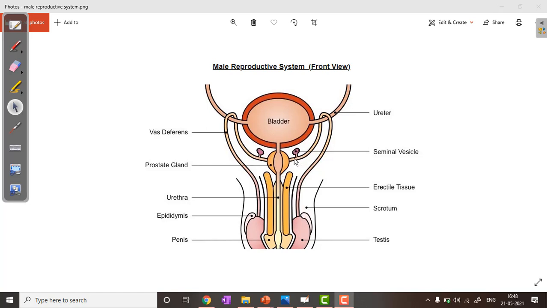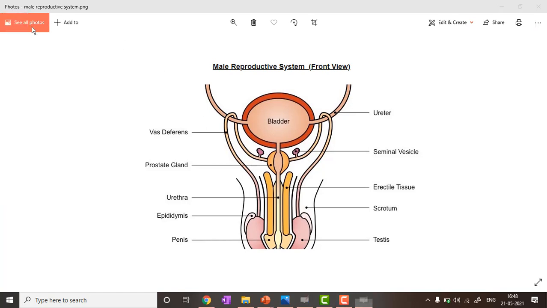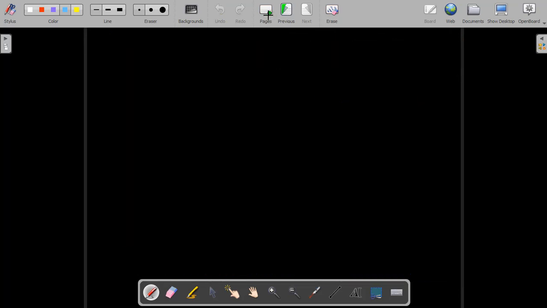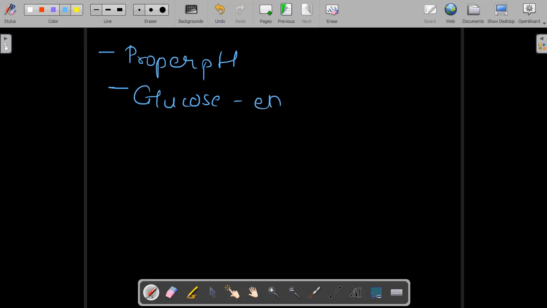All the accessory glands secrete a fluid. The function of the accessory glands, that is seminal vesicle, prostate gland and bulbourethral gland, is that they secrete a fluid, and that fluid helps the sperm by giving them proper pH. So proper pH is maintained. Secondly, glucose is being supplied, which gives energy to the sperm. And finally, a fluid is secreted. So this fluid provides a medium for the sperm to swim.